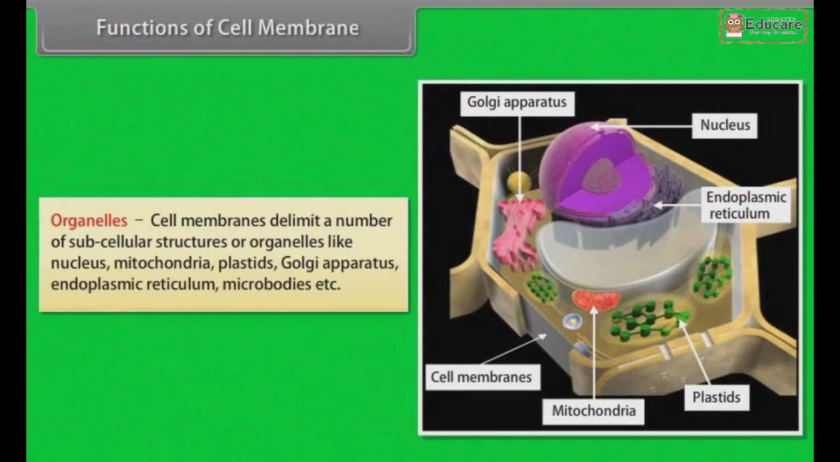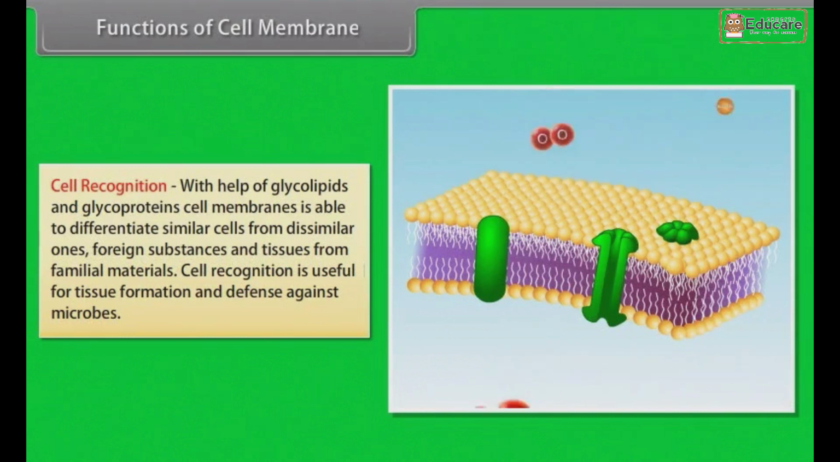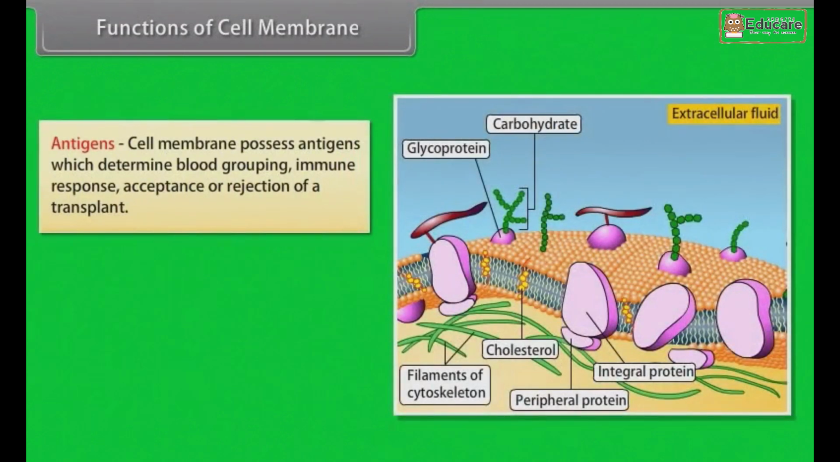Organelles. Cell membranes delimit a number of subcellular structures or organelles like nucleus, mitochondria, plastids, Golgi apparatus, endoplasmic reticulum, microbodies, etc. Cell recognition. With the help of glycolipids and glycoproteins, cell membrane is able to differentiate similar cells from dissimilar ones, foreign substances and tissues from familial materials. Cell recognition is useful for tissue formation and defense against microbes. Antigens. Cell membrane possesses antigens which determine blood grouping, immune response, acceptance or rejection of a transplant.